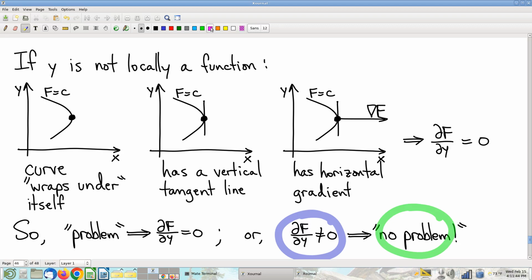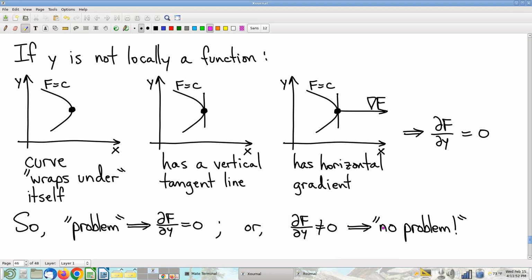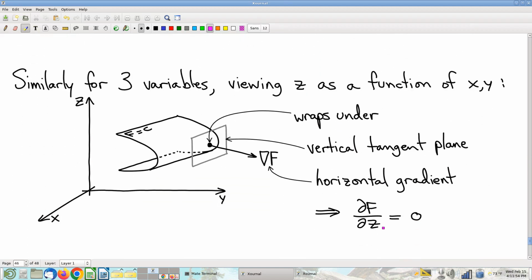And you can view y locally as being a function. How are we doing? All right? Okay, so here's the three-dimensional version of the same thing. Now we've got 3 variables. 3 variables means that I'm looking at a surface like this. The equation of 3 variables is a surface.